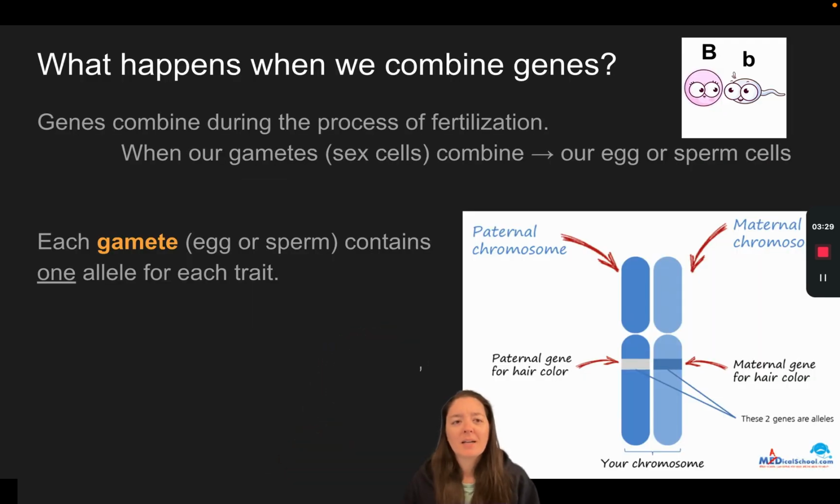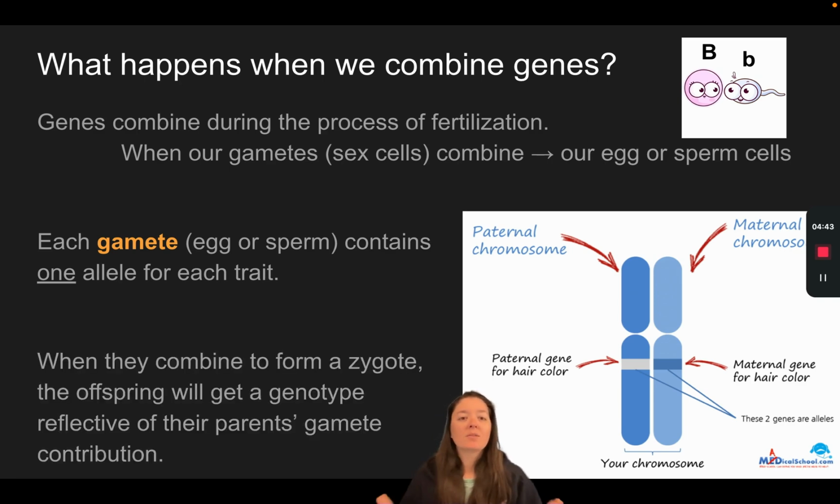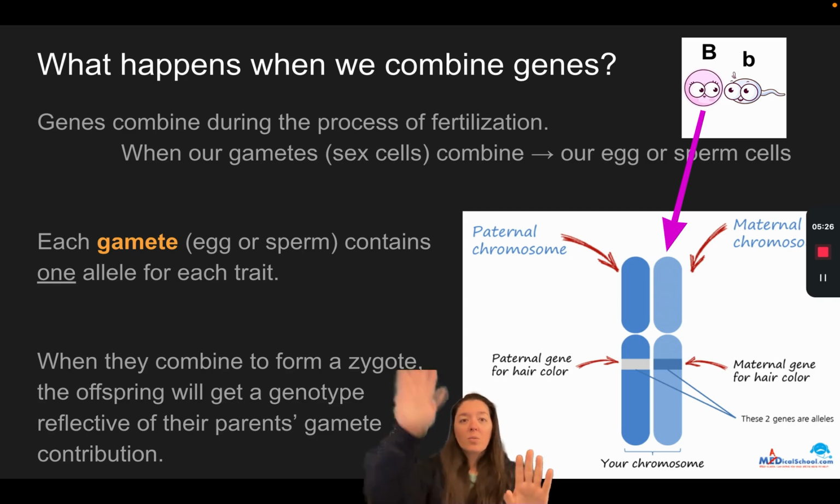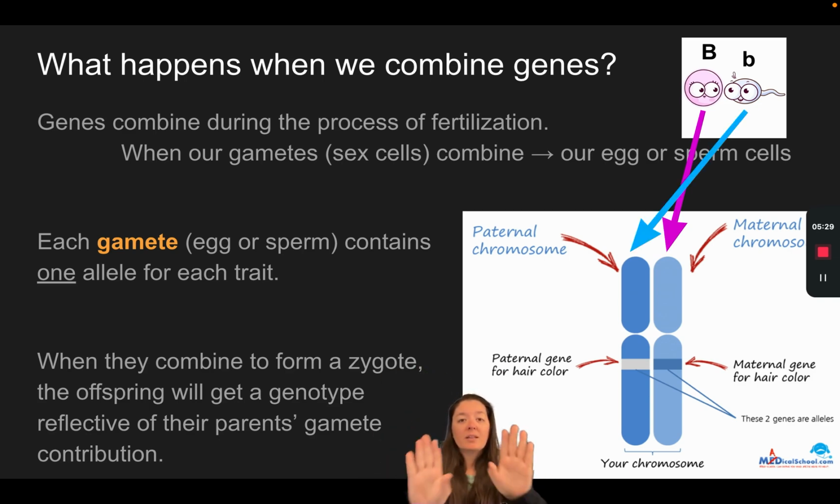So what happens when we combine genes? Every person has something called a gamete or a sex cell, and gametes vary depending on your sex assigned at birth. So biological females have eggs and biological males have sperm. And when those gametes combine during the process of fertilization, we create something called a zygote. So we have lots of new vocab. A gamete, again, is an egg or sperm depending on your sex assigned at birth. So for example, we get one allele from mom and one allele from dad. And when we get the fertilization, we create a zygote that takes one from each of our parents.